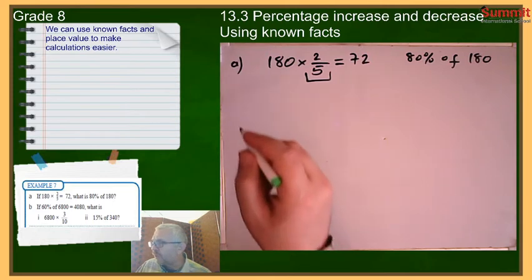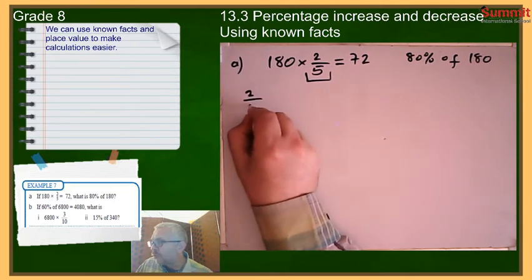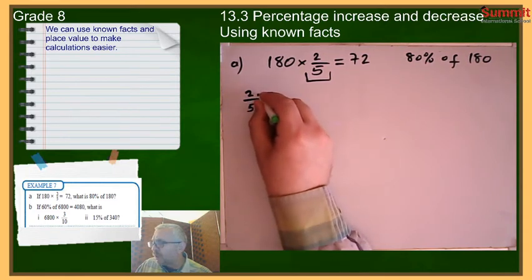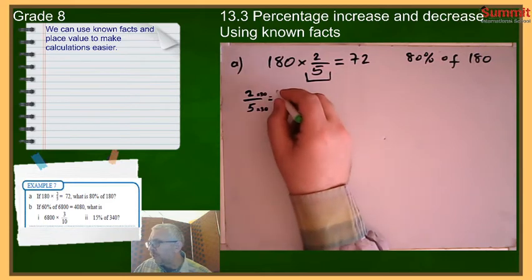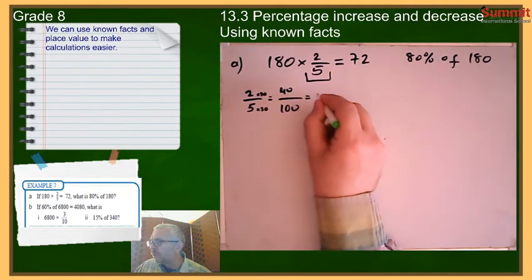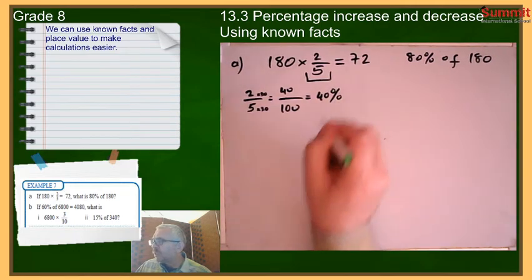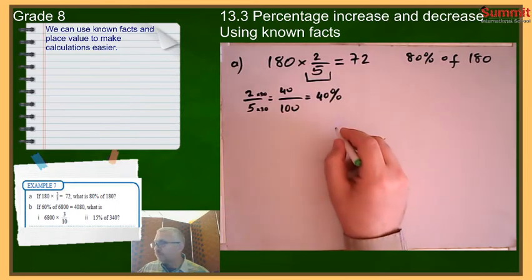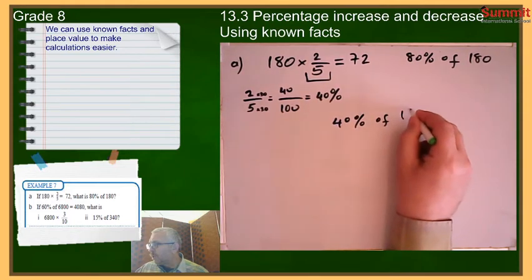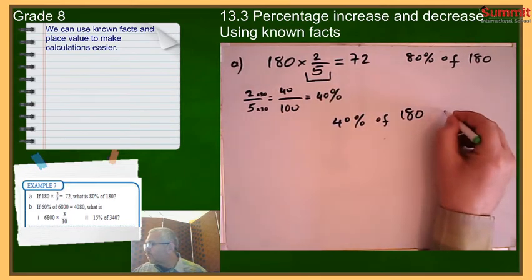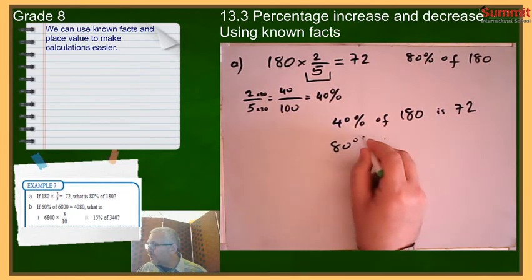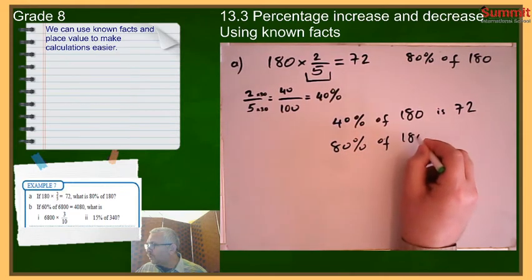If we convert 2 over 5 to a percentage, we need to make the denominator 100, multiplying numerator and denominator by 20, it will be 40 over 100. 40 over 100 means 40%. Now we can say, if 40% of 180 is 72, now what is 80% of 180?